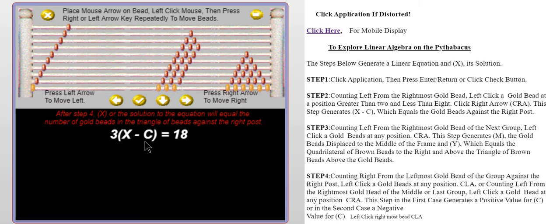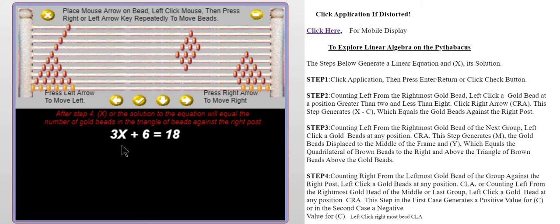Next, I must generate C, and I can generate C from either group also. In this case, I will take 2 beads from the group against the right post, so I click and press the arrow key. And so I had 2. 3 times 2 gives me 6. So now I have my equation: 3x plus 6 equals 18.